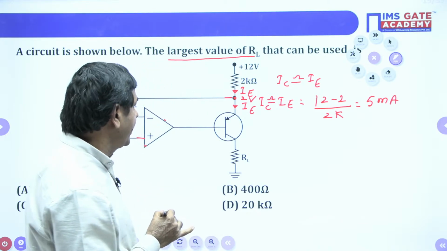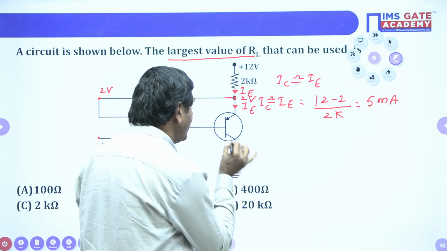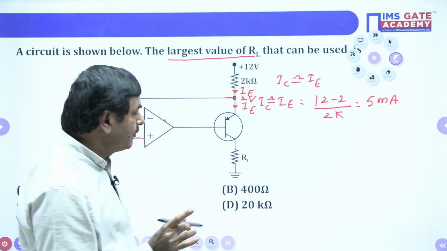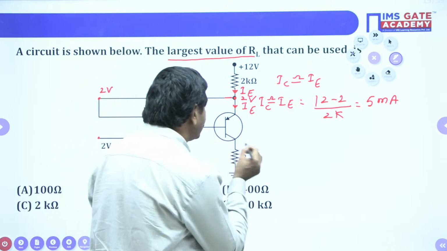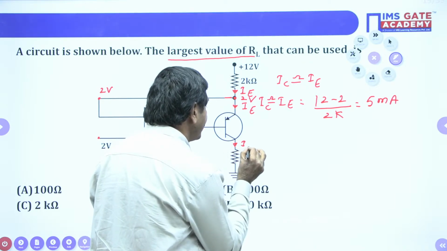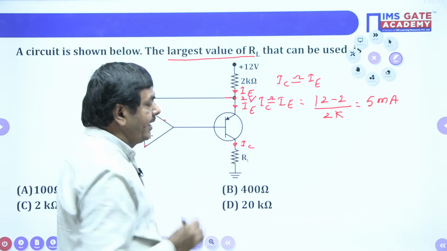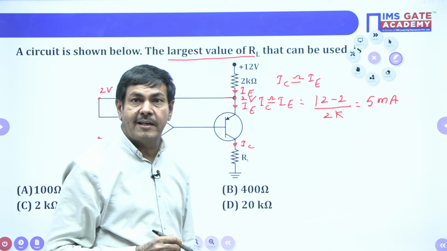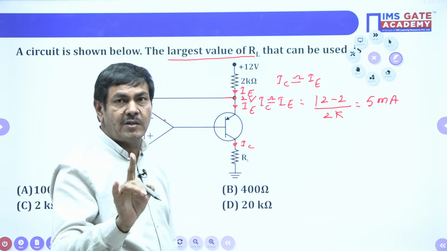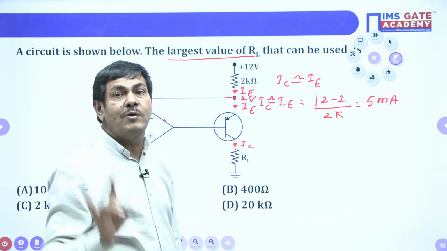Next point, you try to catch. To find this RL value, what is a must? Voltage is a must. Current we know, but we don't know the voltage here. Even this current is the same, I said, IC only. The largest value of RL is required here. When the largest value of RL is possible and beta is not given, you have to assume the transistor is in saturation mode.